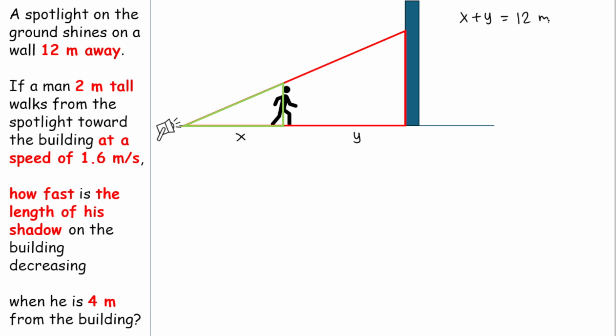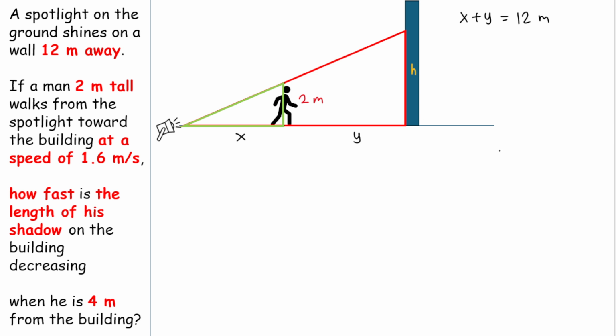Okay. And then the height of the man is 2 meters. So this man is 2 meters tall. Maybe he is a basketball player or something. He is very tall, 2 meters. And then, of course, we have his shadow on the wall, right? And let's name the length of that shadow H.